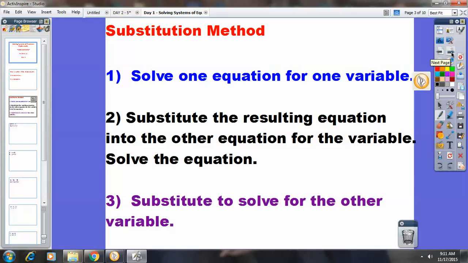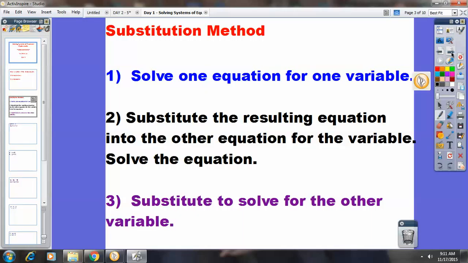Here's a quick three-step process for using the substitution method. Number one, we need to solve one of the equations for one variable. We have to have a variable by itself in order to use this method. It won't work unless you do. Step two, substitute the resulting equation into the other equation for the variable. So we're going to take that equation that's solved for a variable, and plug that into the other equation.